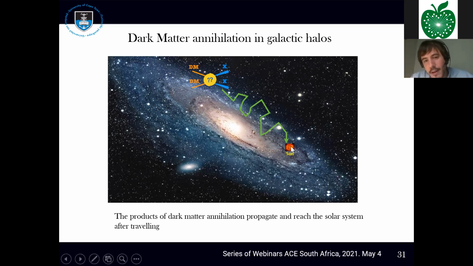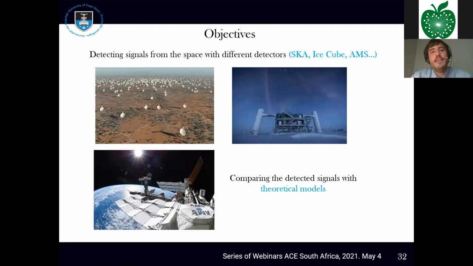If we have detectors here, as I told you, we will be able to measure a dark matter signal. Good. So the objective of dark matter indirect searches is just detecting signals from space, okay, with different detectors like the SKA that measures radio frequencies, IceCube that detects neutrinos, or AMS that detects cosmic rays, okay?